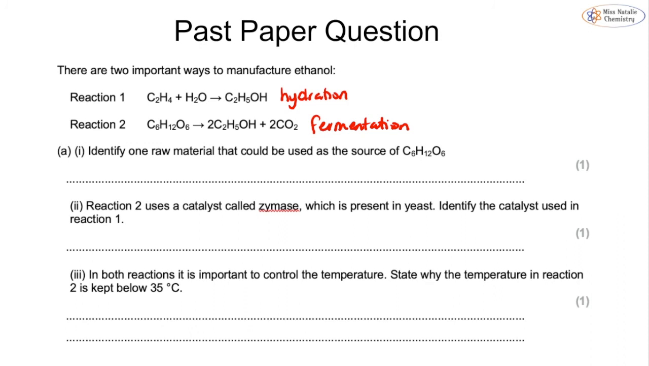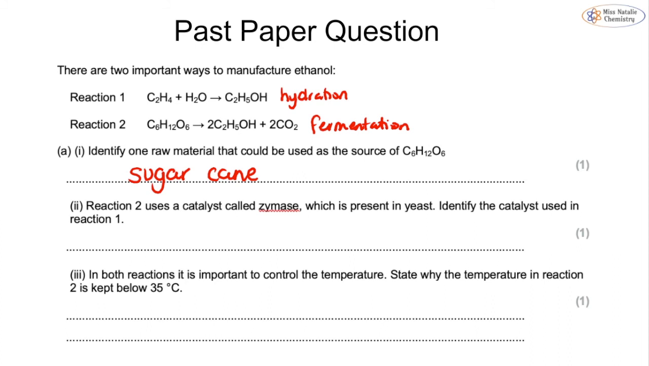So part A, identify one raw material that could be used as a source of C6H12O6. Now we can't say glucose, because whilst that is glucose, that's not what the question is asking. The question is asking for a source of glucose. So we're just going to keep it nice and simple, and simply say sugar or sugar cane, and that would get you the mark.